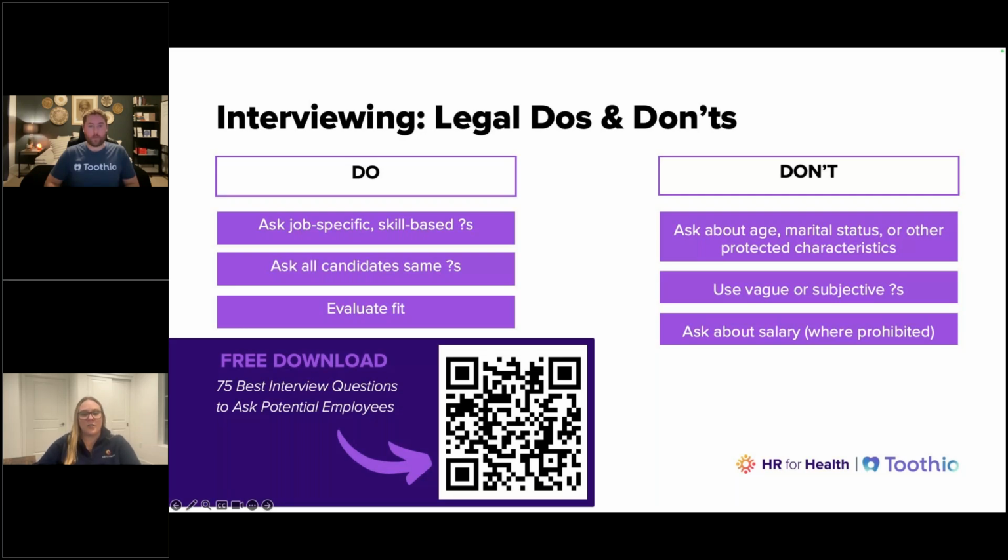And I want to walk through some of the do's and don'ts, because this is where the gray area can start to come in. We are really eager to get a warm body into the office and start to see patients, but we might overlook some of the best practices to do this.